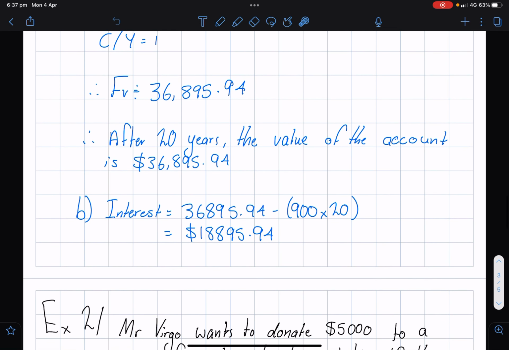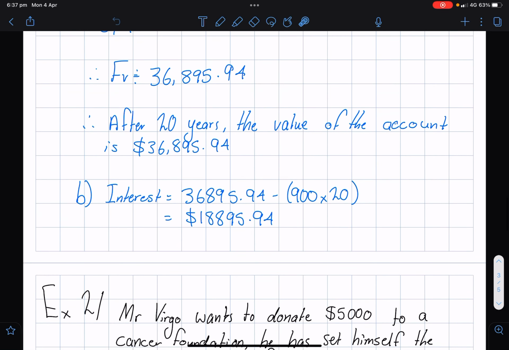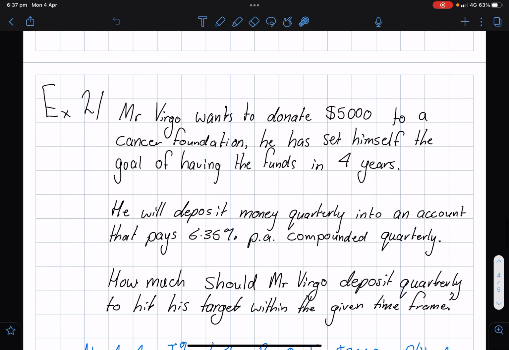The next example is finding either the principal value or the interest rate, and we can do that on the calculator as well. I want to donate $5,000 to a cancer foundation. I've set myself the goal of having the funds in 4 years. So I'm going to deposit money quarterly into an account that pays out 6.35% per annum, compounded quarterly. How much should I deposit quarterly to hit this target within the given time frame?